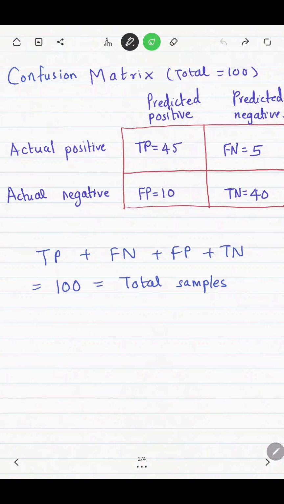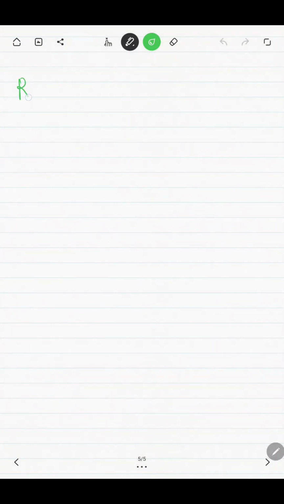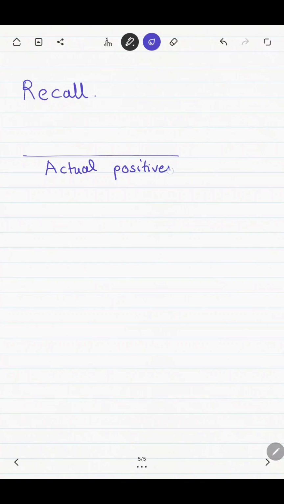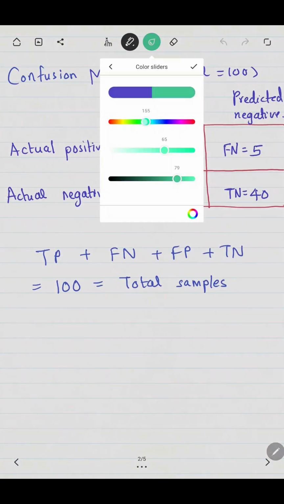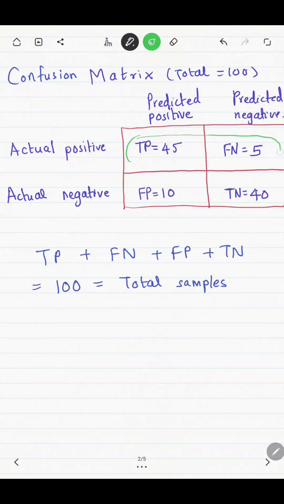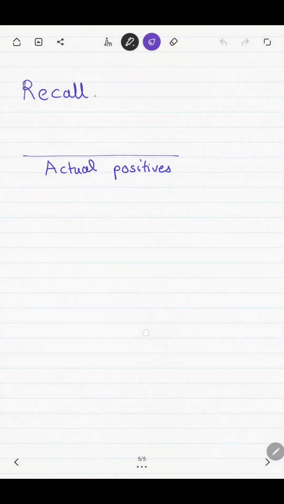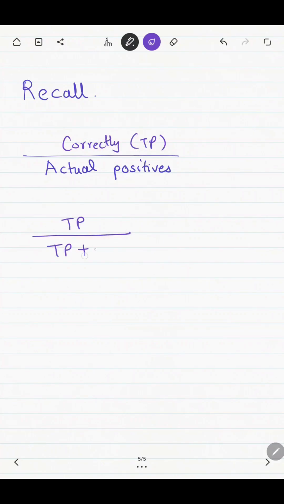Okay. Then the next measure is recall. Now this measures out of all the actual positive cases, how many were correctly predicted as positive. So if you go back to the confusion matrix, it is true positives upon true positives plus false negatives. Denominator is the sum of the actual positive rows and numerator is the true positive count. Okay. So in this case, it will be 45 upon 50, which is 90%.